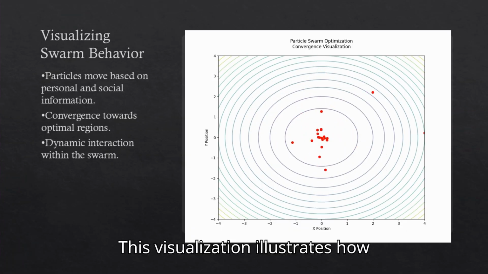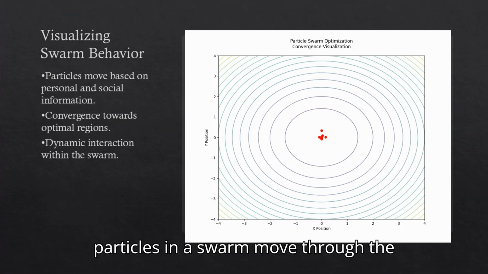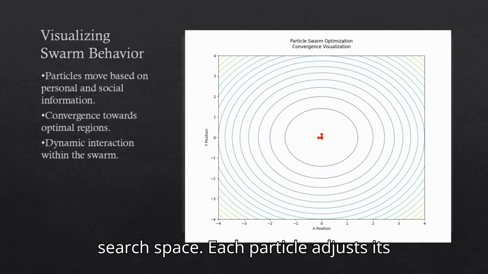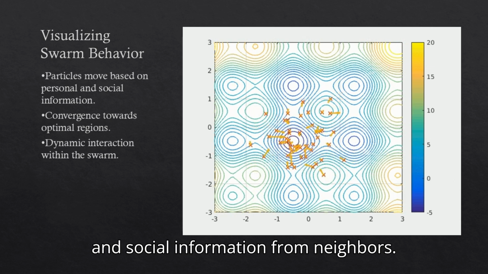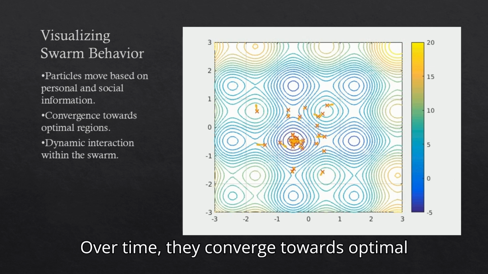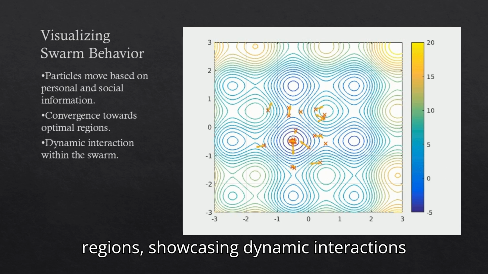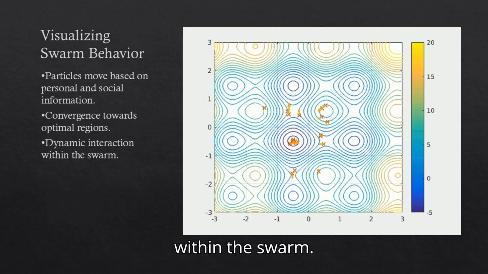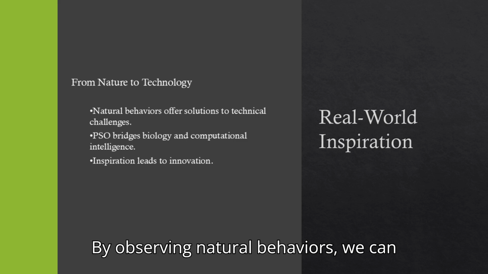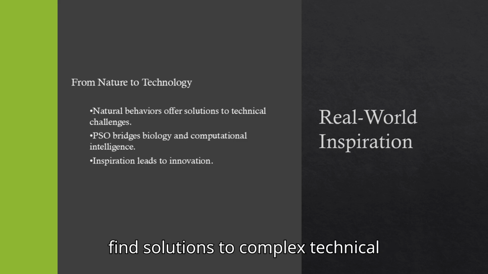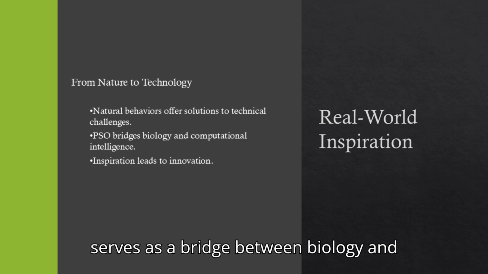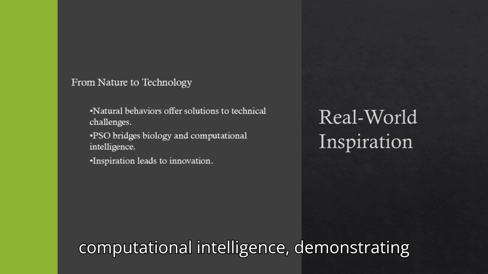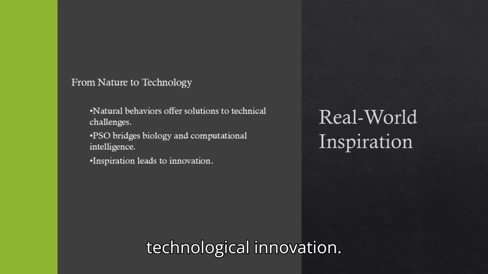This visualization illustrates how particles in a swarm move through the search space. Each particle adjusts its trajectory based on personal experience and social information from neighbors. Over time, they converge towards optimal regions, showcasing dynamic interactions within the swarm. By observing natural behaviors, we can find solutions to complex technical challenges. Particle swarm optimization serves as a bridge between biology and computational intelligence, demonstrating how inspiration from nature leads to technological innovation.